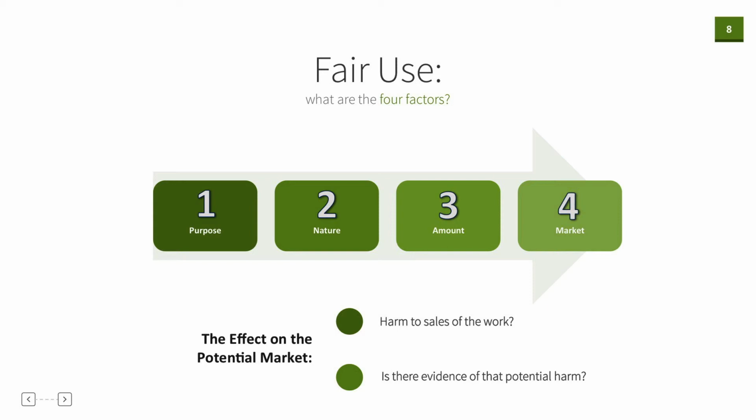The last factor in a fair use analysis is the effect on the potential market that the use of the original work has. Generally, they'd have to show evidence that this taking of their work has caused some harm to the potential sales of that work. However, there's a presumption that the use will do this, so it's up to the infringer to prove otherwise.